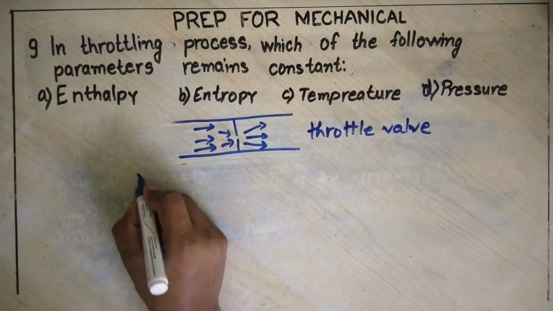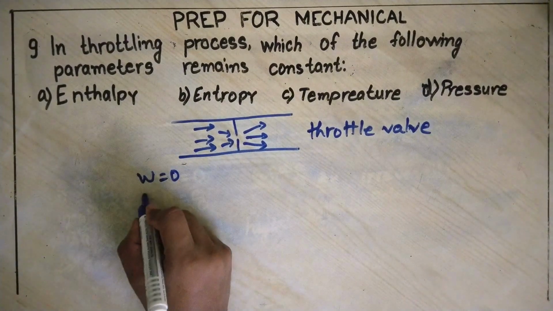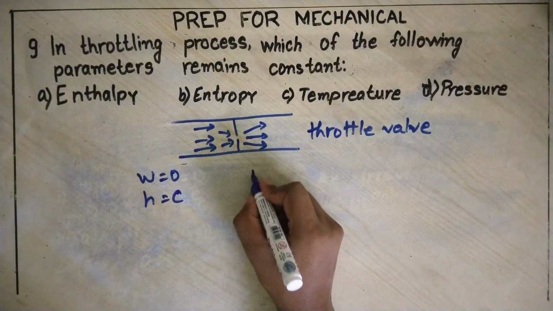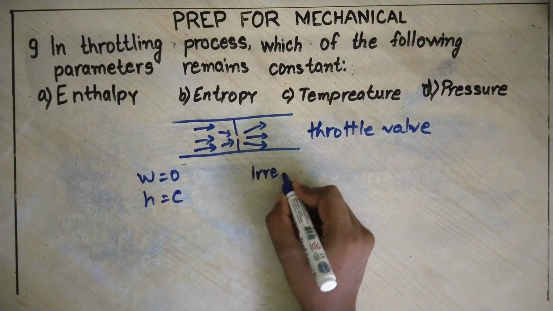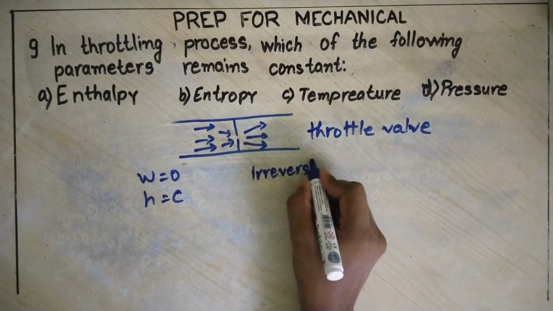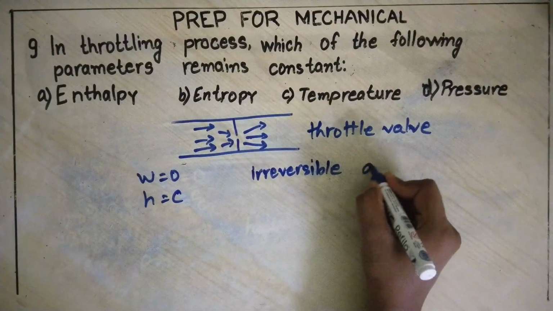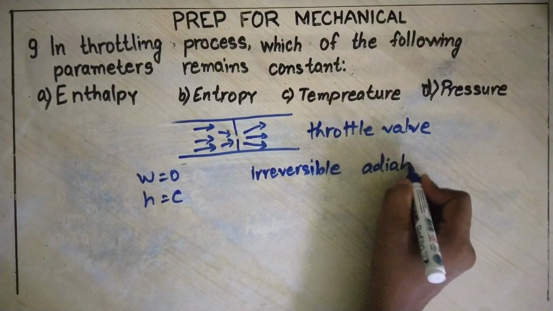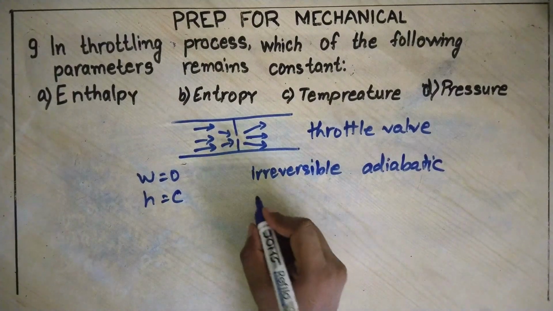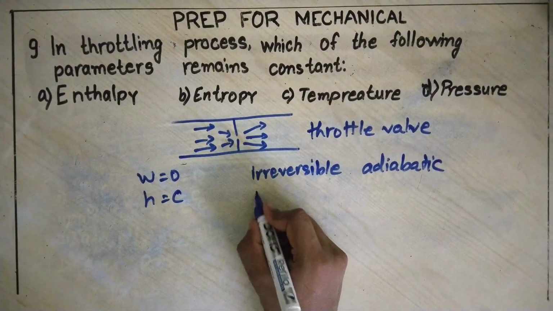In throttling process, work done is zero and enthalpy remains constant. This is a type of irreversible adiabatic process. And this process is done to reduce pressure.